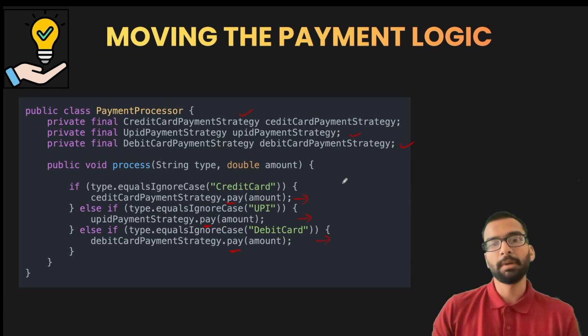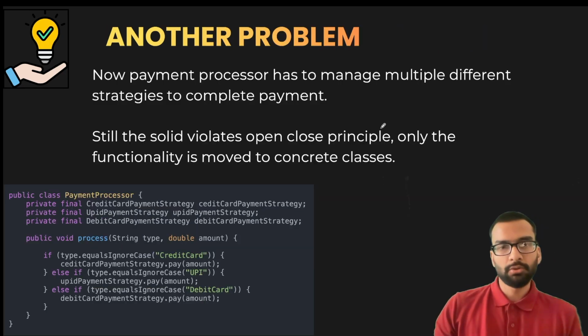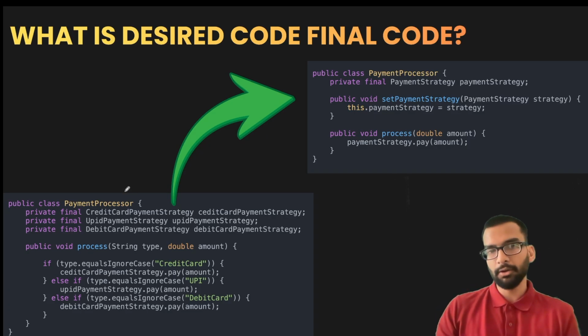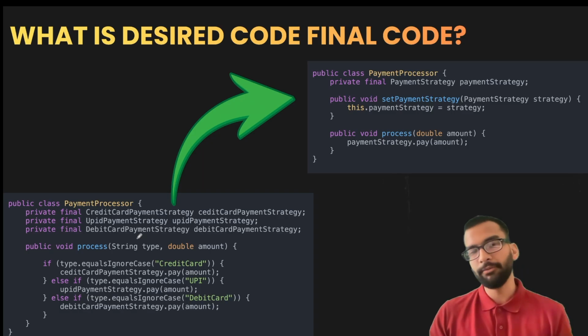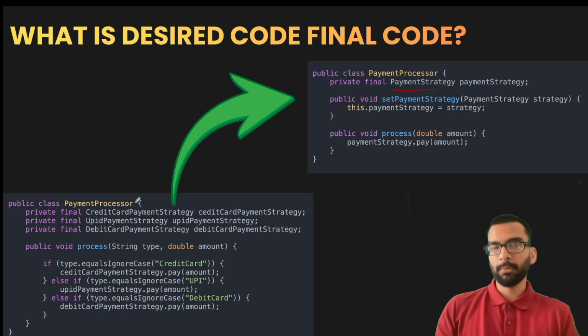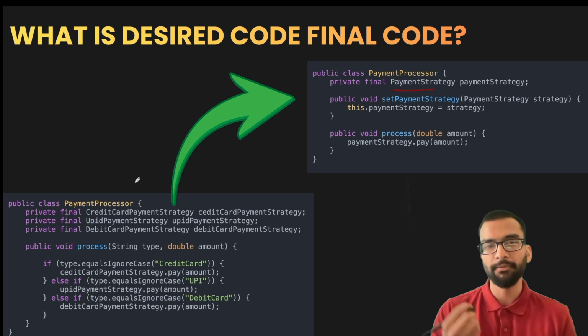But it still has a problem: even if we have to add a new type of payment to process, we will have to update this class. So let's see how we can solve this problem. This is what we have already discussed. Now what we can do is, instead of determining the type of payment, we just delegate it to our client, whosoever is calling, to inject a payment strategy. So instead of the payment processor having to decide which type of payment strategy to use, we just delegated it to the client.